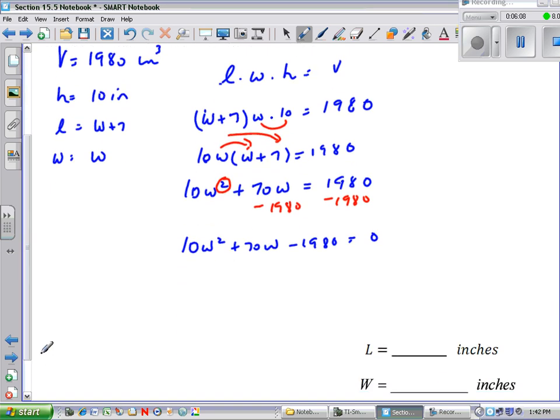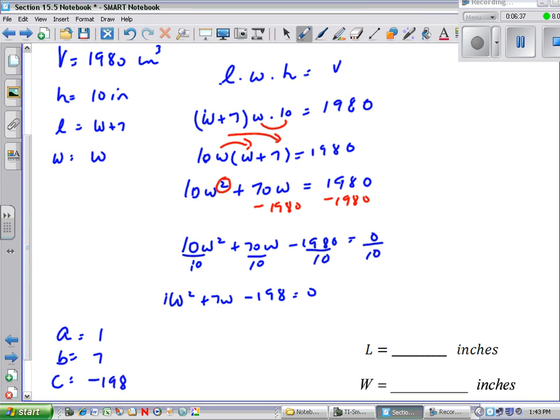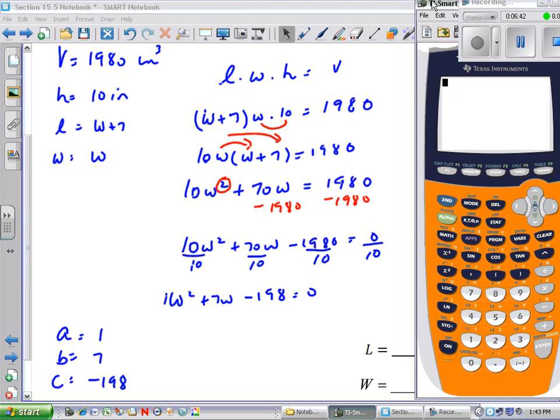Now, if I were factoring this, I would certainly want to divide everything by 10, and I might just give the calculator a break and go ahead and do that so the numbers will be smaller and it won't have to think so hard. Divide everything by 10 just to keep the numbers a little smaller. And I'll have W squared plus 7W minus 198 is equal to 0. And then A, B, and C can be found. A is 1, B is 7, and C is negative 198. Now this one might take you a little while to factor, but we're going to use the quad program on this. Program, cursor all the way down to quad.